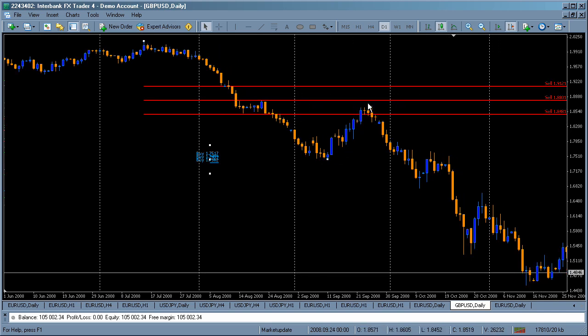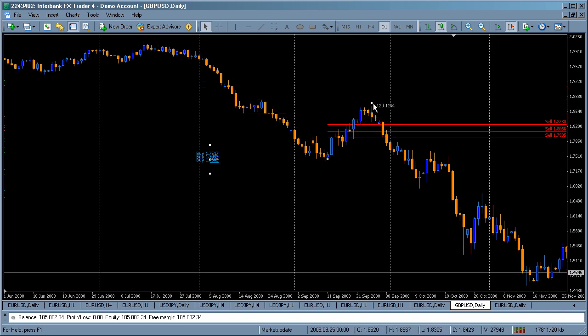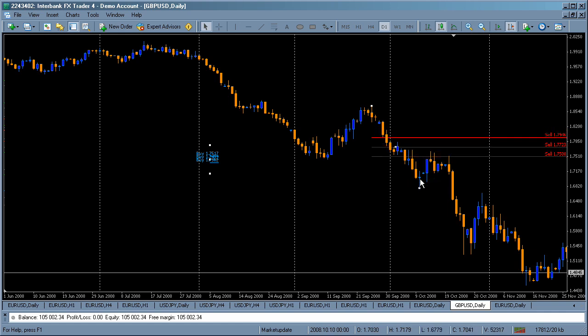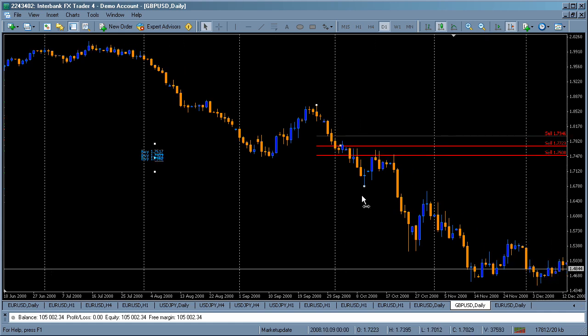So now, from this rejection point, as we begin to follow the market down as it makes new lows until it begins to retrace and test our 3 selling points, now we have another entry into the market short.